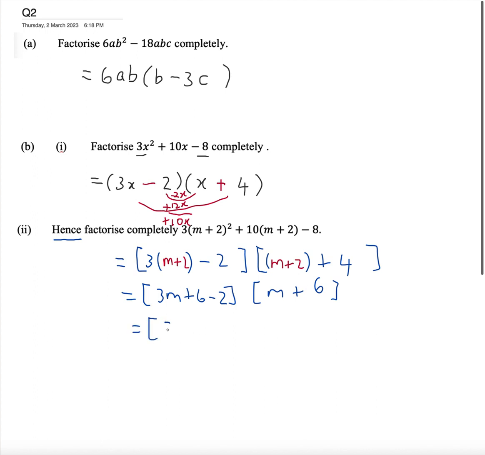So it works out to be 3m plus 4 multiplied by m plus 6. We now look at the next sum.